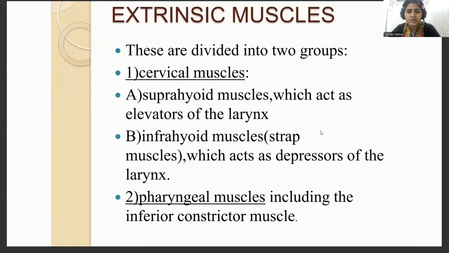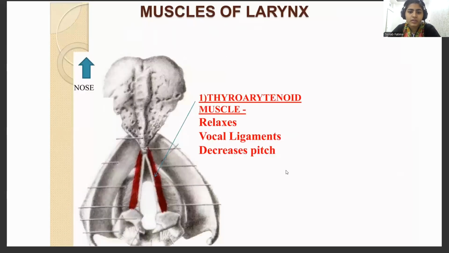Next, if we go to the extrinsic muscles, these are divided into two groups, cervical muscles and pharyngeal muscles. Among the cervical muscles, we have the suprahyoid muscles, which act as elevators of the larynx. Then we have the infrahyoid muscles, the strap muscles, which act as depressors of the larynx. Then we have the pharyngeal muscles, which include the inferior constrictor muscle. And these are the muscles you can see in the diagram.